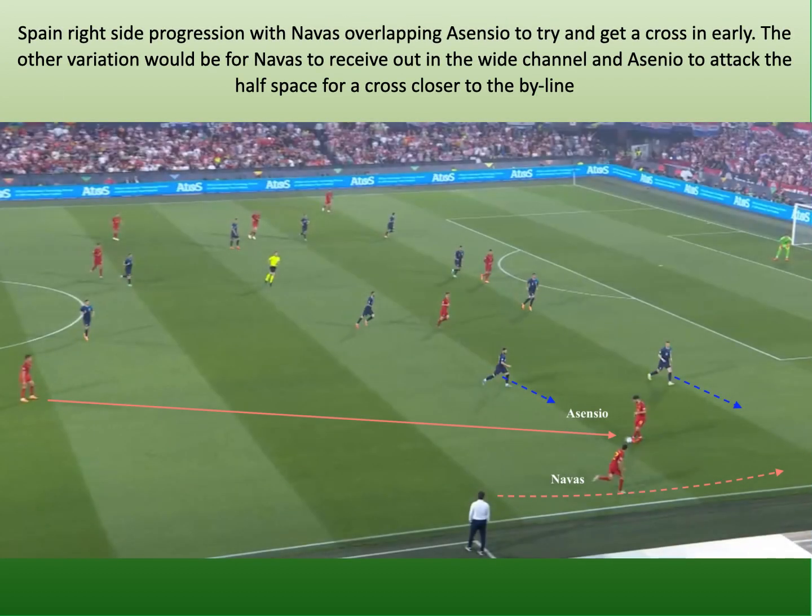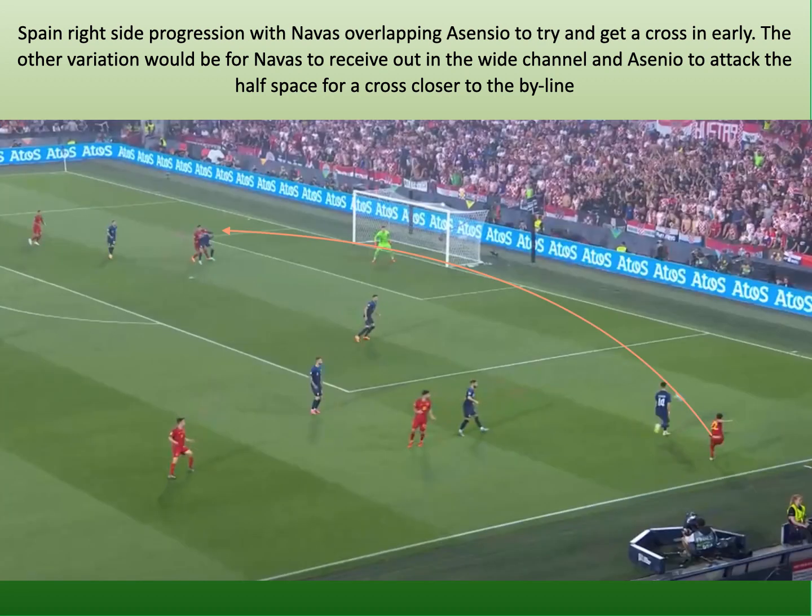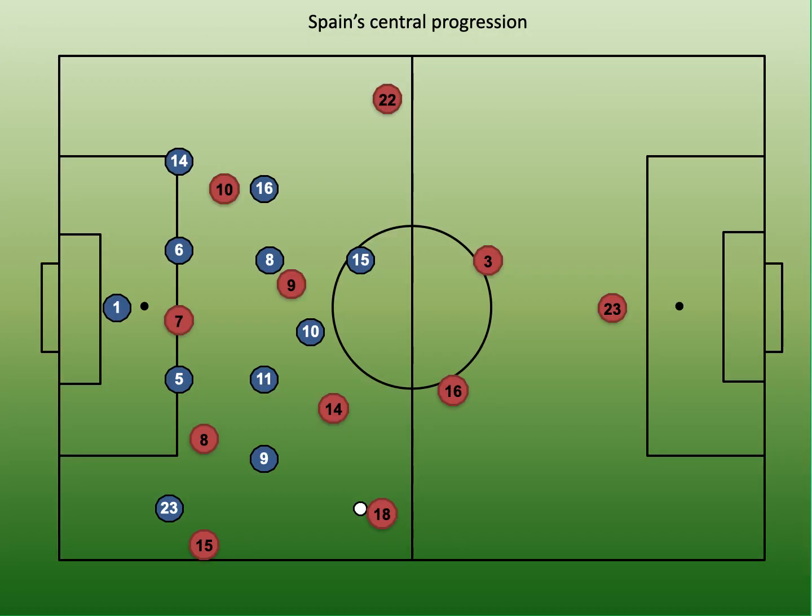Here we see the example of Asensio receiving the ball off the switch of play, which then becomes a cue for Navas to start to overlap and engage Perisic. So once he engages Perisic and creates the space he needs for himself, he then tries to cross the ball in. However, we can see that Morata's pretty heavily marked by Sotolo in this instance.